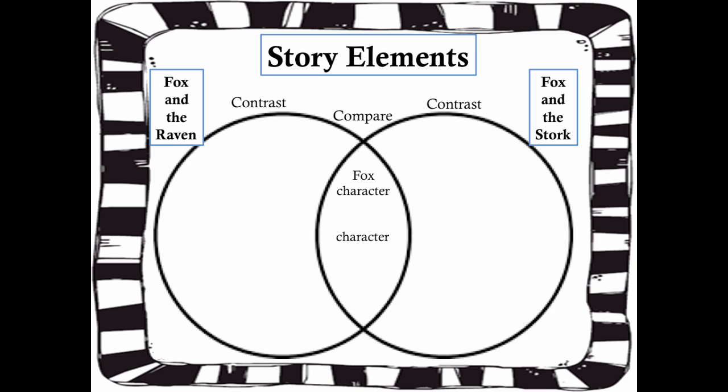Now the next one might be a little trickier. There's similar characters in both stories. Obviously, it's not exactly the same type, but it's very similar. I want you to pause the video and see if you can write down the type of character that is the same in both stories. Pause now. Did you figure it out? There's a bird character in both stories. Even though this one's a raven and this one is a big stork, they're still birds. So we can say there's a fox character and there's a bird character in both stories.